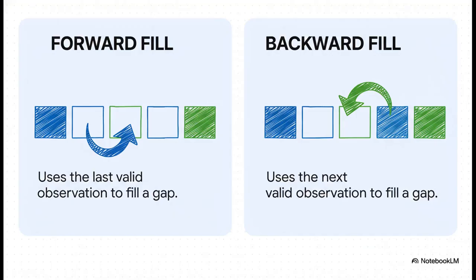This brings us to two really similar ideas. With a forward fill, you look at the last good data point you saw and you just carry that value forward to fill the gap. And backward fill, you guessed it, does the exact opposite. You look ahead to the next good data point and pull its value backward to fill the hole.